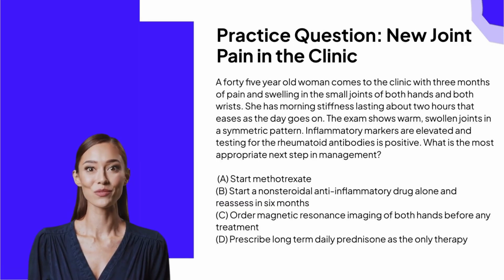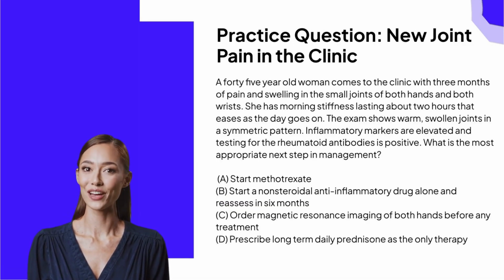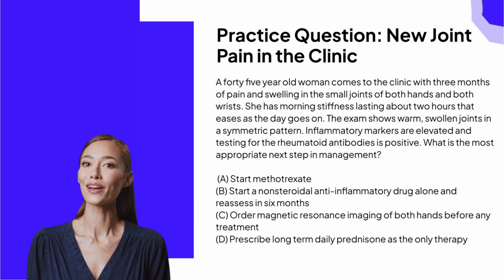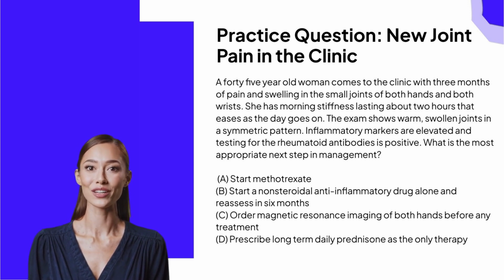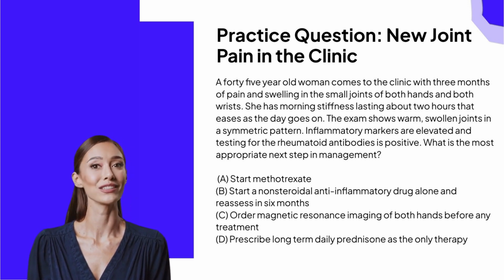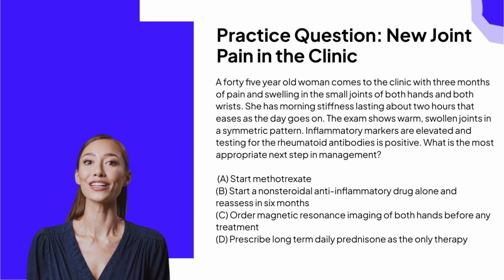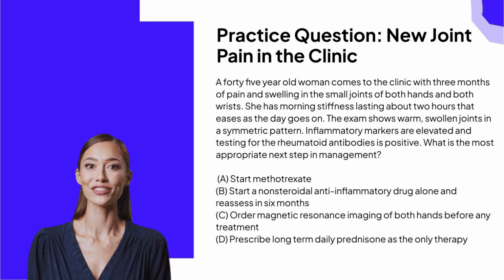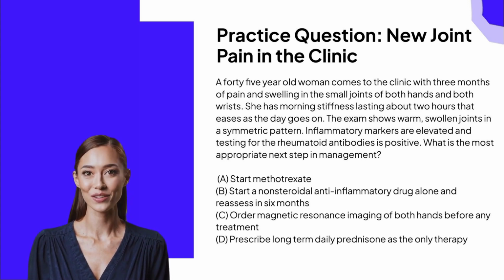Let us work through our first practice question. A 45-year-old woman comes to the clinic with 3 months of pain and swelling in the small joints of both hands and both wrists. She has morning stiffness lasting about 2 hours, that eases as the day goes on. On exam, her joints are warm, swollen, and symmetric. Her inflammatory markers are elevated, and testing for the rheumatoid antibodies is positive. The question asks for the most appropriate next step in management. Notice that the stem has already handed you the pattern and the confirming tests. Read the 4 options carefully and choose your answer. Then we will walk through the reasoning together on the next slide.